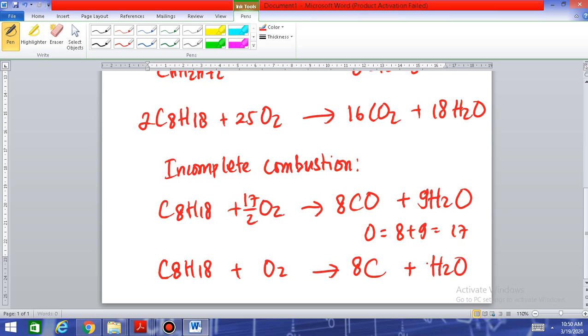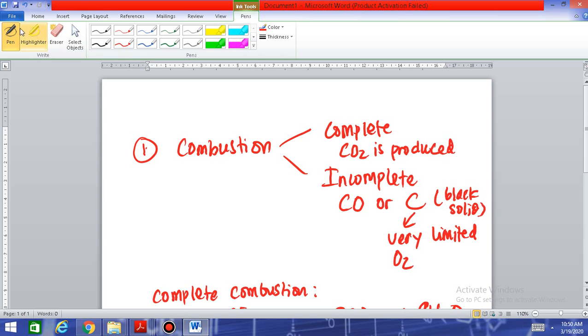Okay, 8, 9, and 17 over 2. Okay, let's check again. 8 carbon atoms, 8 carbon atoms, 18 hydrogen atoms, 18 hydrogen atoms. Oh, okay, sorry. This is only 9 oxygen atoms, right? There is no oxygen atom here, so 9 over 2. Okay, next.